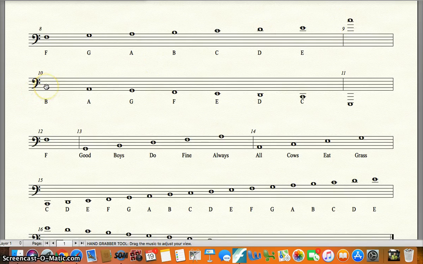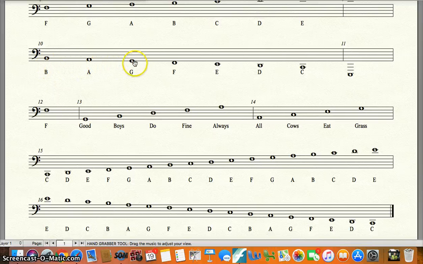Okay, example 10. Going backwards down the staff once again, extending our range by those things called ledger lines again. We're starting on a line here, second line up. Good boys do fine always. The note B, backwards in the alphabet to A, to G.